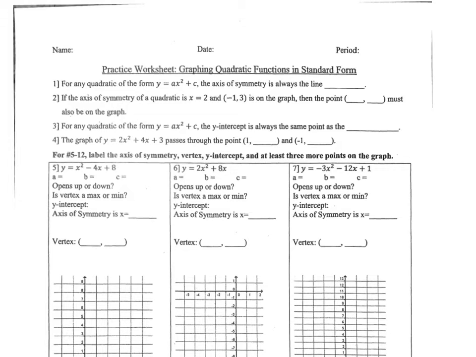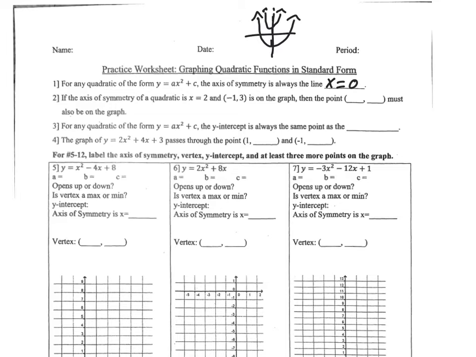Number one, for any quadratic of the form y equals ax squared plus c, the axis of symmetry is always the line x equals 0. So basically, by being in this form, the graph is only going to move up and down. We talked about this a little bit at the very beginning, which was last week. When we have something of this form, the only thing that's going to change is the graph could be lower or the graph could be higher. But no matter what, right down the middle is still x equals 0. So that's where that comes from as far as the axis of symmetry.